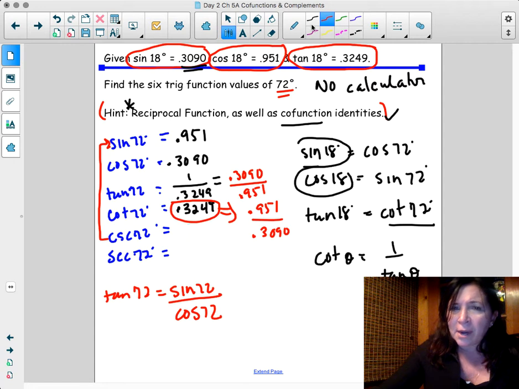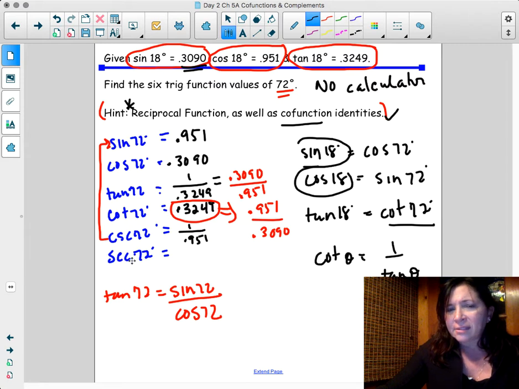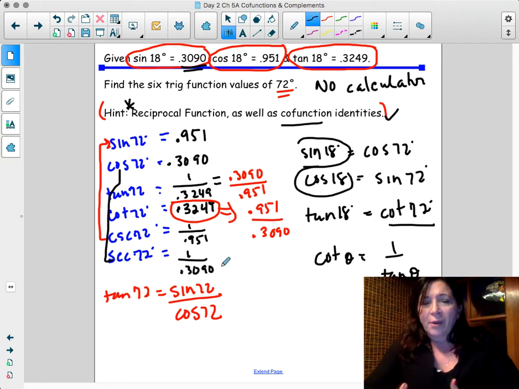Cosecant is the reciprocal of sine, so this one should be 1 divided by 0.951. And lastly, secant is the reciprocal of cosine, so that's going to be 1 over 0.3090. Without a calculator, that's as far as you're going to get.